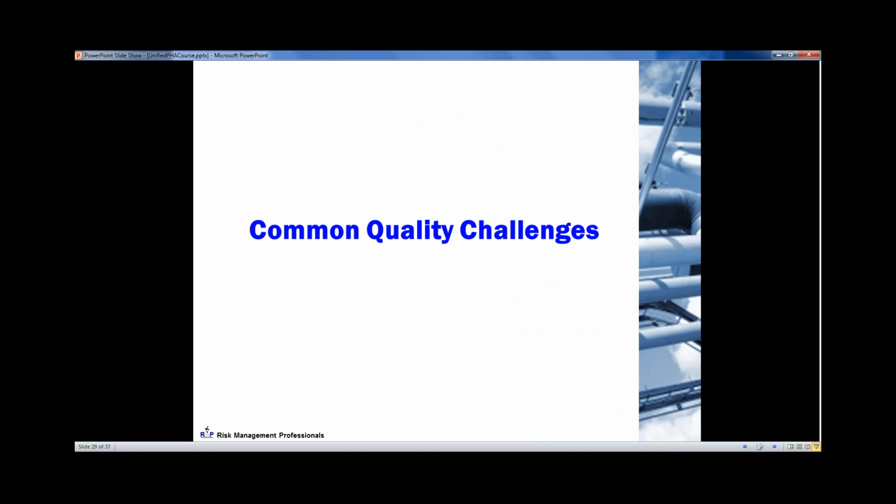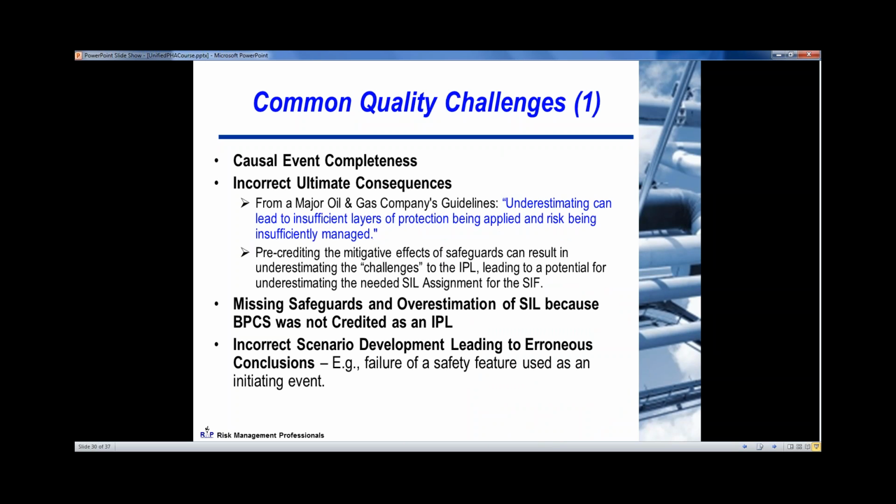So I mentioned before I was going to share with you some of the things that we've seen in terms of quality challenges. Causal event completeness. We talked about how important that was. It's very common when you don't have a well-prepared facilitator, when you don't have good PNIDs, and when they're not using a very disciplined approach to see gaps in terms of key events that they haven't done. These are challenges that people have. That's why you do a QA review.